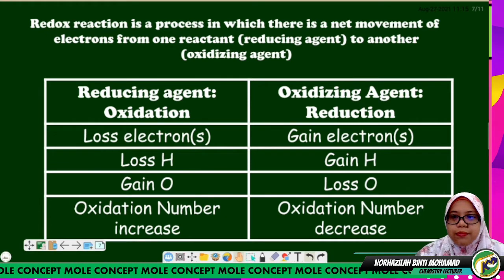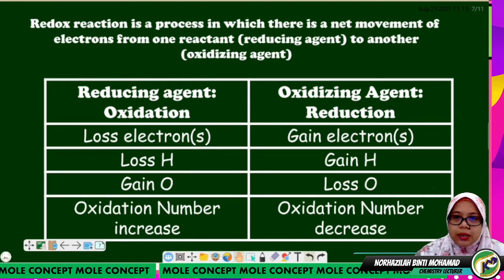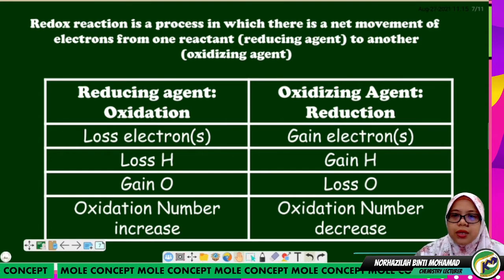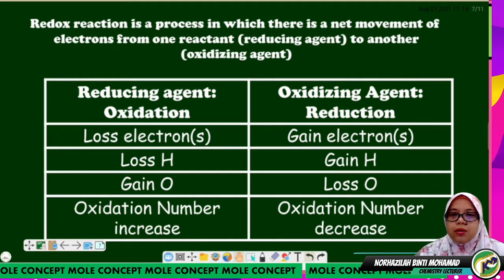I will help you to balance the redox equation. First, we need to understand what a redox equation is. A redox reaction is a process in which there is a net movement of electrons from one reactant that we call the reducing agent to another reactant that we call the oxidizing agent. So there is a movement of electrons in this reaction. That's why we call it a redox reaction.